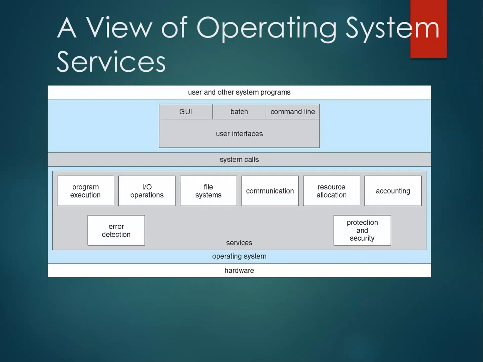So here's a view of the operating system services. On the top level, the user level, we have our GUI, batch, and command line user interfaces. These make system calls to the various modules, and underlying all these modules are error detection and handling and protection and security. These run on top of the base operating system or kernel, and these talk to the hardware.